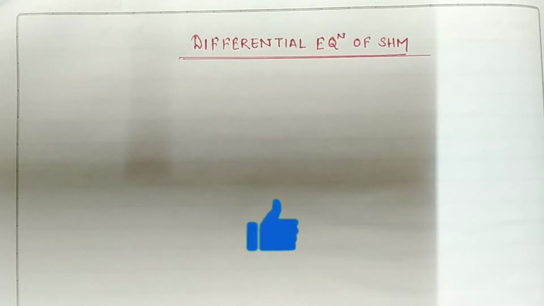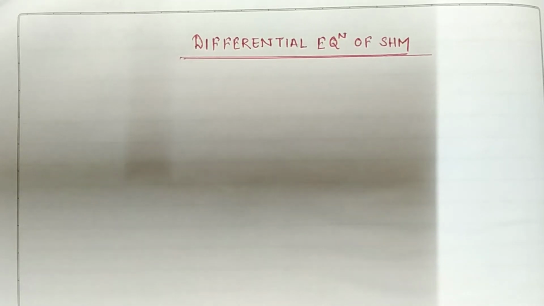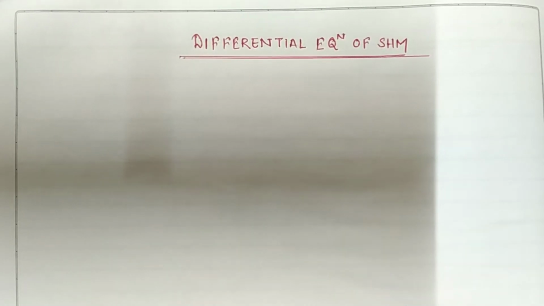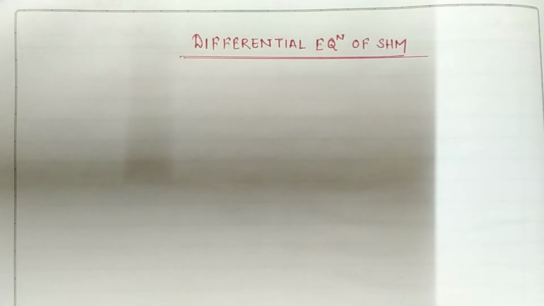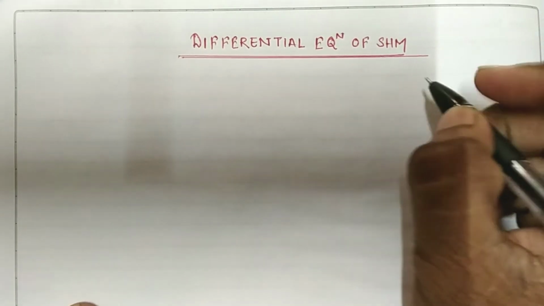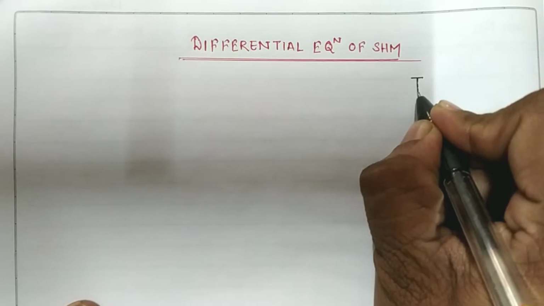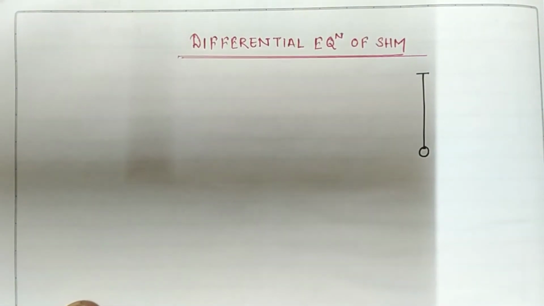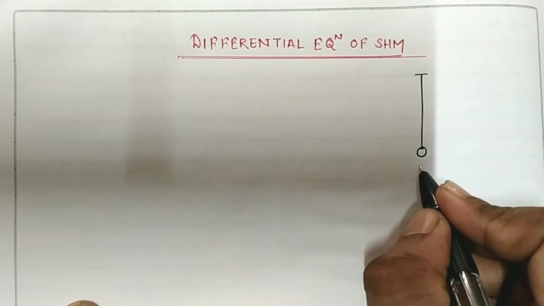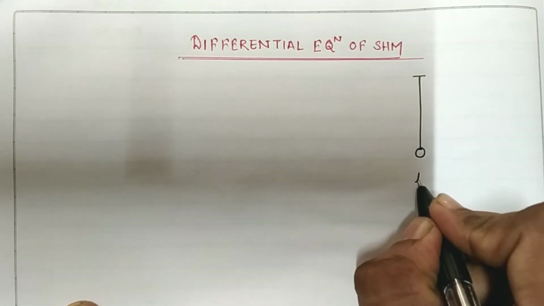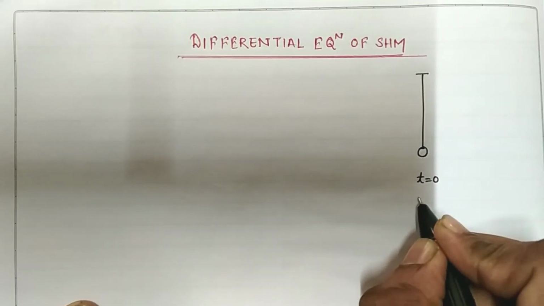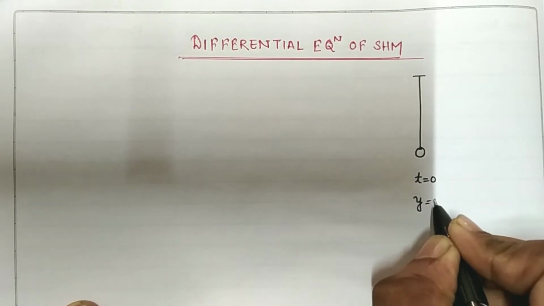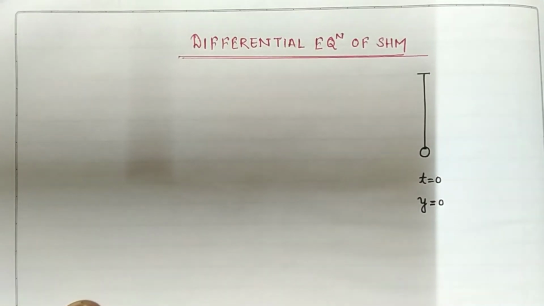Children, today in this video lecture we are going to derive the differential equation of simple harmonic motion. Children, as we know, when a body is at its rest position, with the help of a simple pendulum we are going to derive the differential equation of simple harmonic motion. When time t is equal to 0, the body will be at rest, so there will be no displacement from its mean position. So the displacement will be 0.